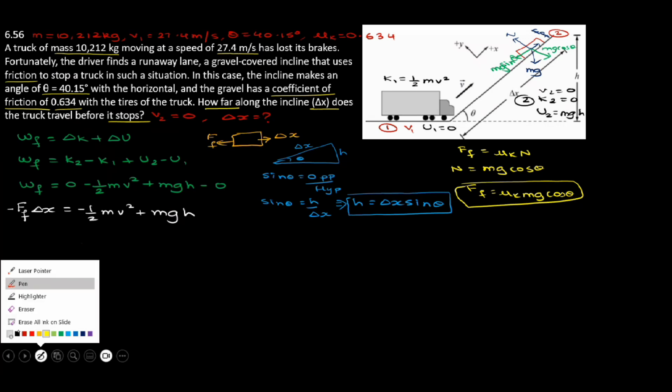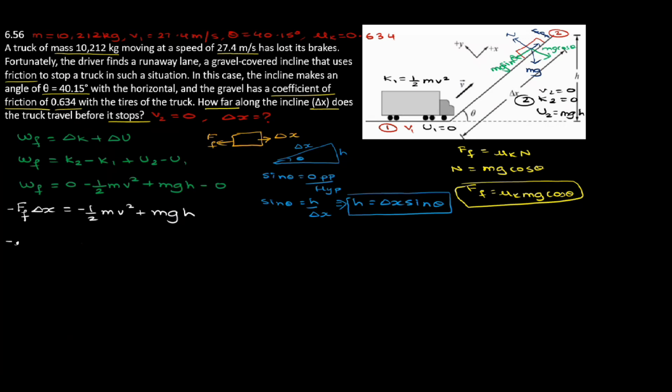So I will put the values. F is coefficient of friction times mg cosine theta, times delta x, equals half mv squared plus mg, where h is delta x sine theta. Now, if you want, you can use shift solve at this point to calculate delta x. And I'm going to rearrange this term to write in terms of delta x to get the final answer.